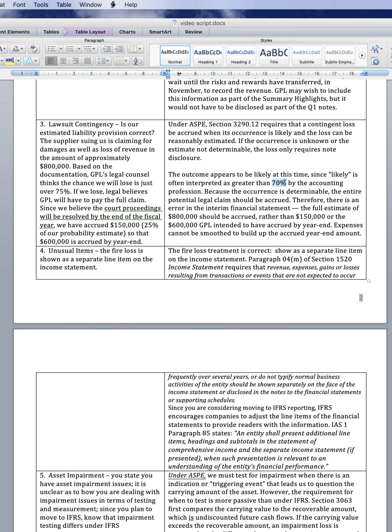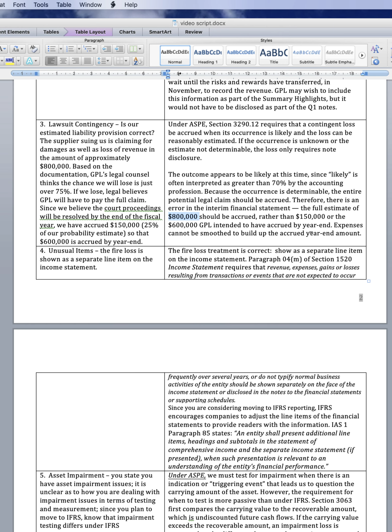Because it says here that the company thinks they will have to pay the claim in full, right? They're saying it's just over 75%, but if they lose, they think they may have to pay in full. So there's nothing here that indicates you should be accruing only 75%. And even if we use the threshold of 70%, the likelihood of payout is there. It's at least 70% likely that the payout will be made. So from my perspective, I think they should be accruing the full $800,000, and they should be accruing it now in the quarterly statements for the quarter ended September 30th.